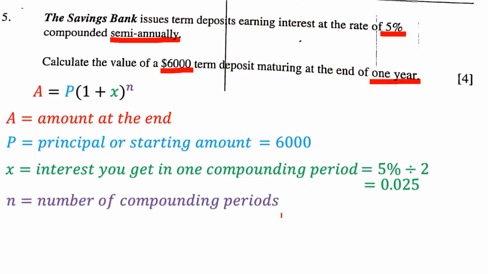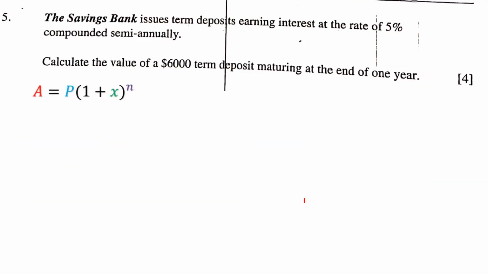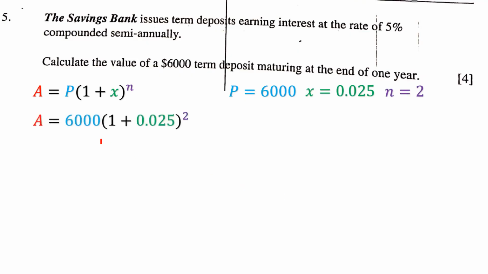Now let's move on to n. n is the number of compounded periods. The number of compounded periods, remember, it's going to be semi-annually. So it's going to be twice in 1 year, because only 1 year is what we have. And it's going to be twice in that year. So n is going to be equal to 2. Okay. And so since we have all our values together, let's actually calculate it. P is equal to 6,000, x is equal to 0.025, and n is equal to 2. Let's put that in our equation.